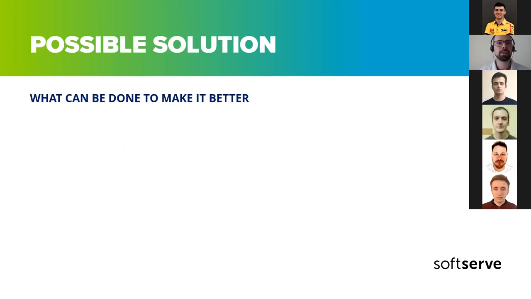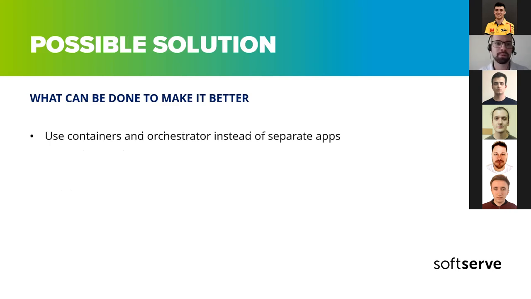Now let's talk about possible solutions. What could be done to make it better? I'll start with the first one and then you'll probably continue. So the first one would be to use containers and an orchestrator instead of separate apps. This would give us two things. The first would be scalability. It would be much more scalable and easy to do so. And the second one, it would give us an option to make the deployment process better and more efficient.